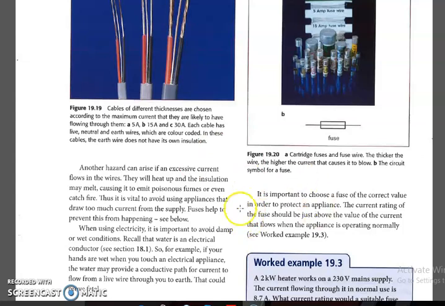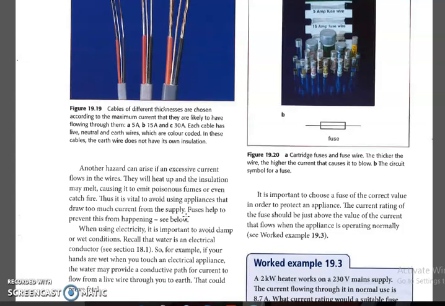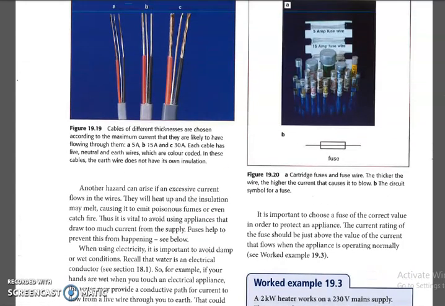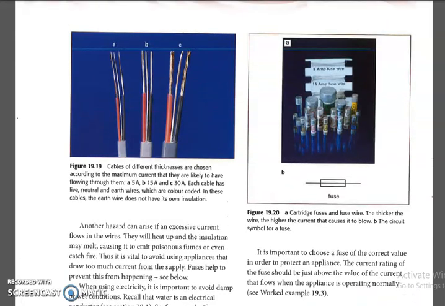Another hazard can arise if excess current flows in the wires. They will heat up and the insulation may melt, causing it to emit poisonous fumes or even catch fire. Thus it is very vital to avoid using appliances that draw too much current from the supply. Fuses will help to prevent this from happening. And we already discussed earthing, which will prevent fatal electric shock.